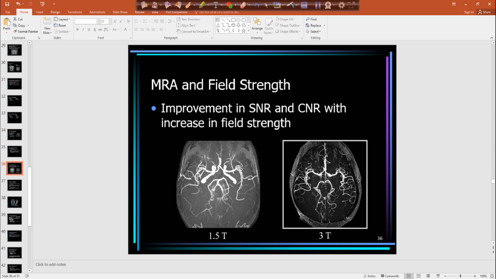If you increase your field strength, you get better visualization of those smaller vessels within the circle of Willis. So here is a 1.5 Tesla. You can see the major anterior communicating, middle cerebral artery, posterior communicating, posterior arteries. But look at how much better you can visualize even the smaller branches of the circle of Willis with your time of flight, with your 3 Tesla. And that's just because if you start off with more signal, you can basically get more signal from those vessels.